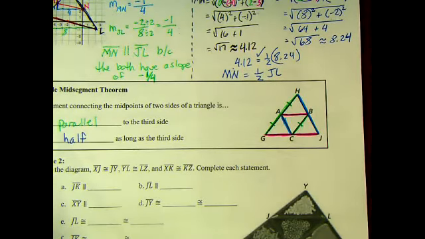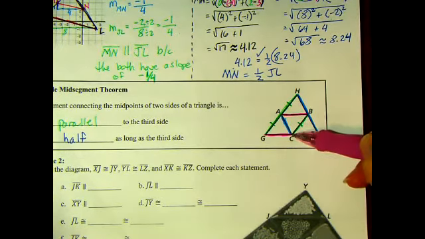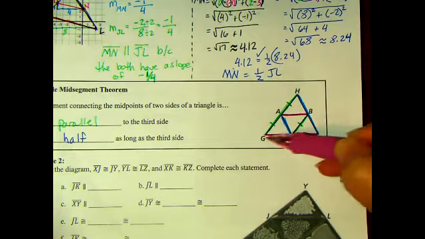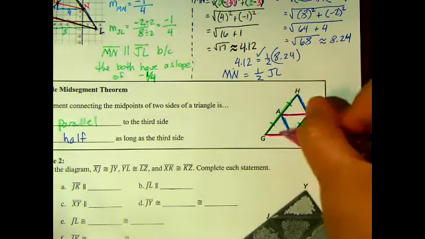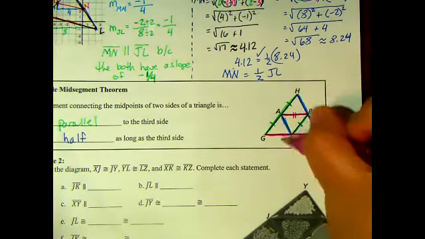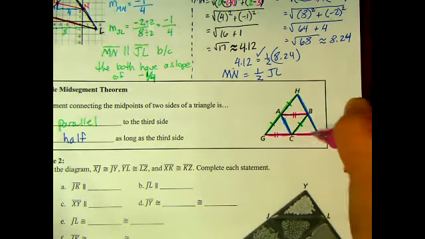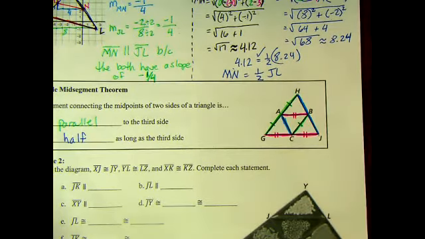Similarly, for our pink one, C is the midpoint, so this is half and this is half. So that means this is congruent to this half and this half, because they're all half of the same third side.